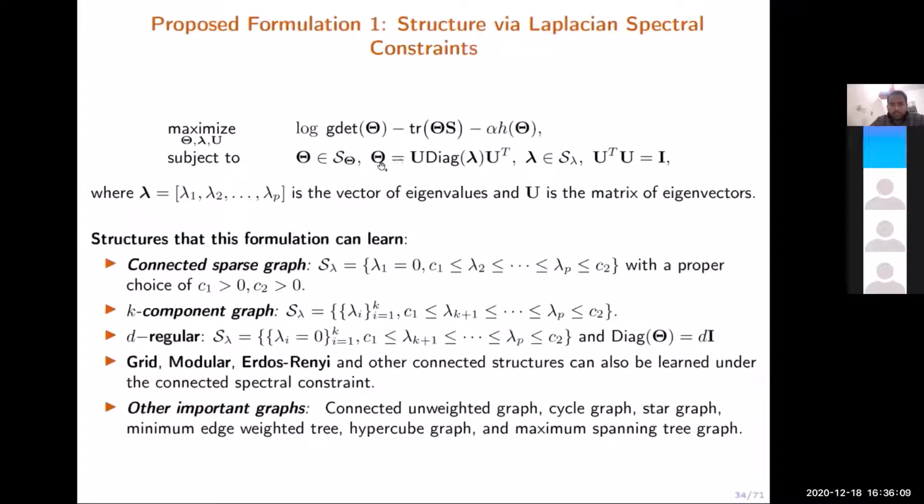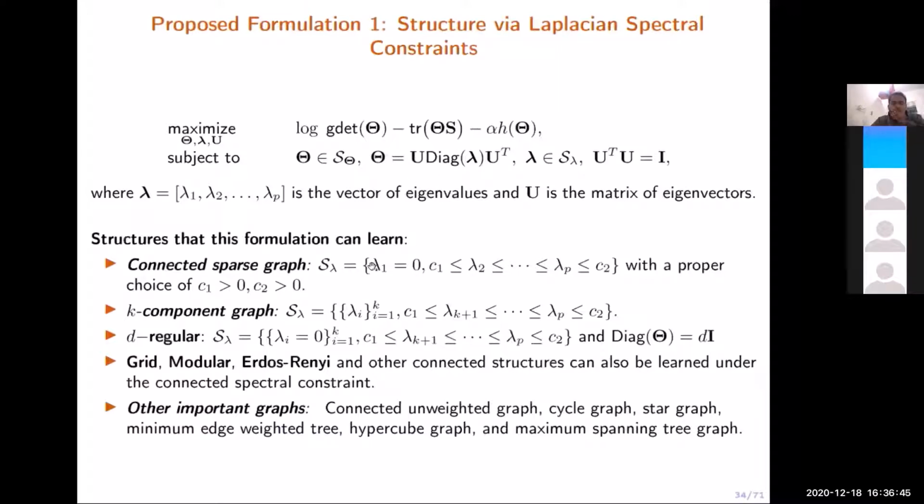We have decomposed theta. Theta is the Laplacian matrix that we are solving for, and U diagonal of lambda U transpose is an ideal Laplacian matrix whose eigenvalues satisfy all the required properties, and we want to force theta to be as close as possible to this. With this problem setting, we can enforce graph structures like a connected sparse graph. We want connectedness and sparsity. This is also very important in many contexts because when we force sparsity, we may lose connectivity.